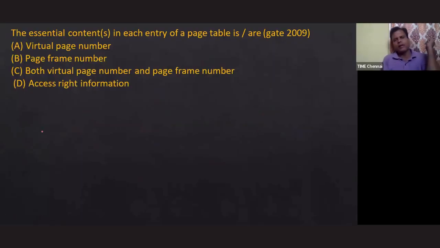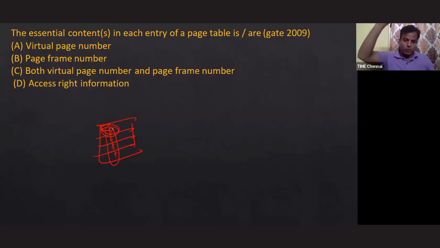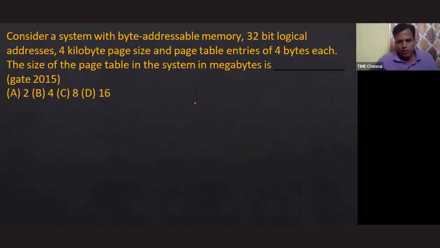Tell me the essential content in each entry of the page table is dash. Which one is the essential content in each page table entry? If you observe closely, inside the page table the essential content is the frame number, page frame number. This is because if you are not getting the frame number, then how do you reach the page? Because the page is available inside the frame. So it is a must for you to extract the information which is called frame. So the answer is option B. Next one. Go with this one. Let's see what is the answer for this one.